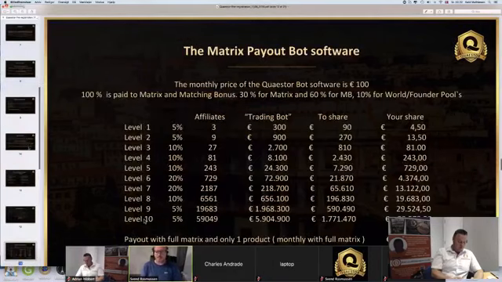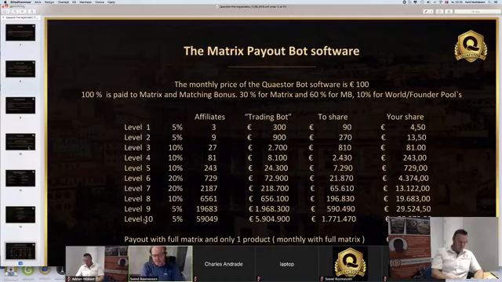The matrix. If we calculate in the matrix that everybody is using the cheapest product that we have in the beginning, which is the bot, just 100 euro per person, you will have 10 levels. You have 3 people on your first level, 9 people on your second level, and so on. This is what a forced matrix means. You cannot have more than 3 people. It also means that you will be paid on those 10 levels. If you have sponsored 3 people, then you are qualified for all 10 levels in the matrix.